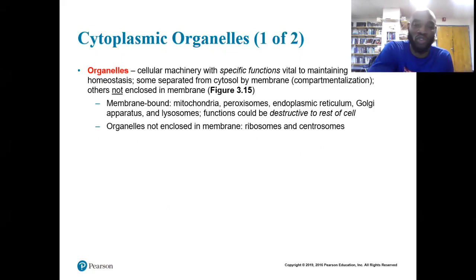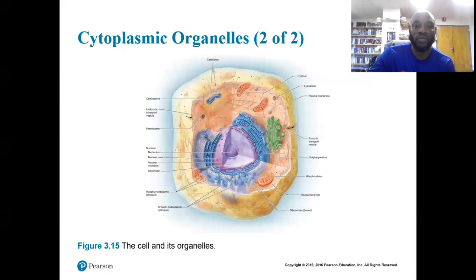The membrane-bound organelles listed here: mitochondria, peroxisomes, endoplasmic reticulum, Golgi apparatus, lysosomes. The reason why they are membrane bound is because their functions could be destructive to the rest of the cell, especially lysosomes. And then organelles not enclosed in a membrane, your ribosomes, those are where we have protein synthesis, and your centrosomes, right? So these are like the organs of the cell, easiest way to think about it. This is a cellular diagram.